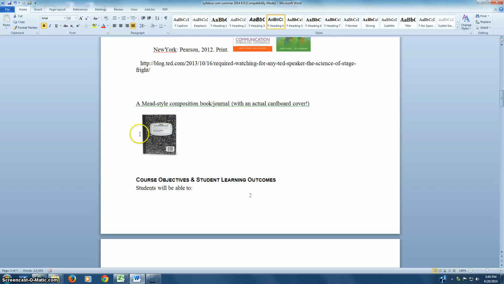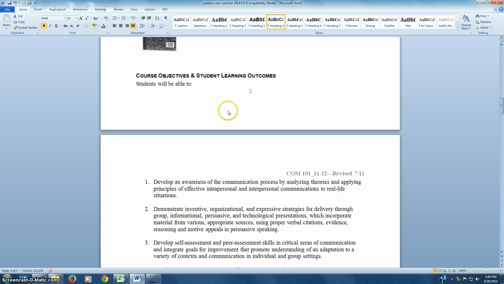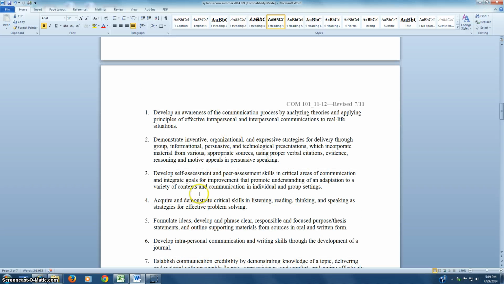You'll also need a Mead-style composition book. Any type of book with an actual cardboard cover will be fine. You'll be journaling throughout the quarter. Within this class, we want you to develop an awareness of the communication process by thinking about and applying principles of good intrapersonal and interpersonal communication.